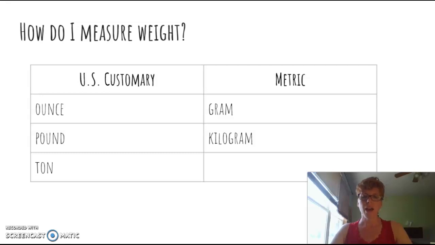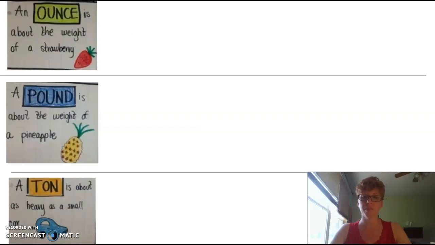Let's talk about how we can measure weight. Now, just like we were measuring length, there's two different ways we can measure weight. We've got the U.S. customary way and the metric way. We're going to focus on the U.S. customary way, which is ounces, pounds, and tons.